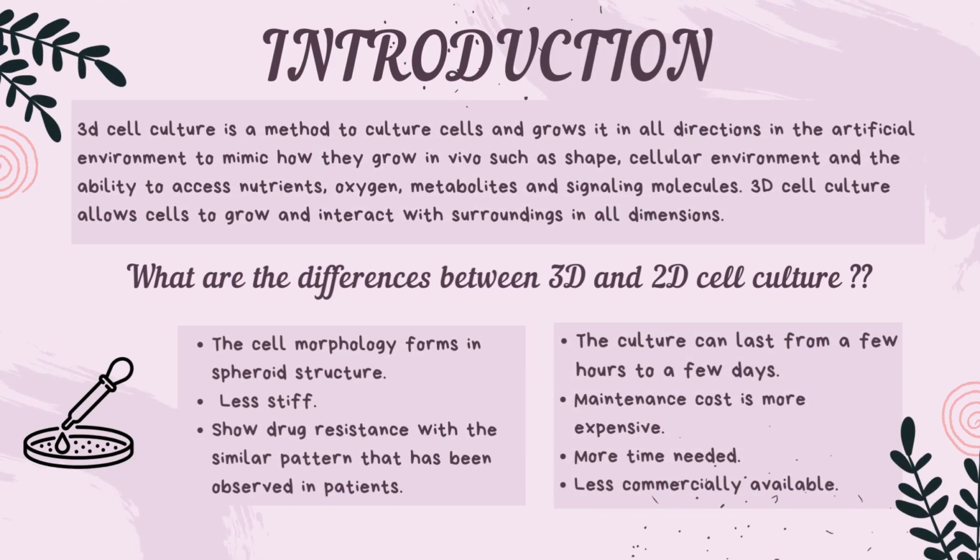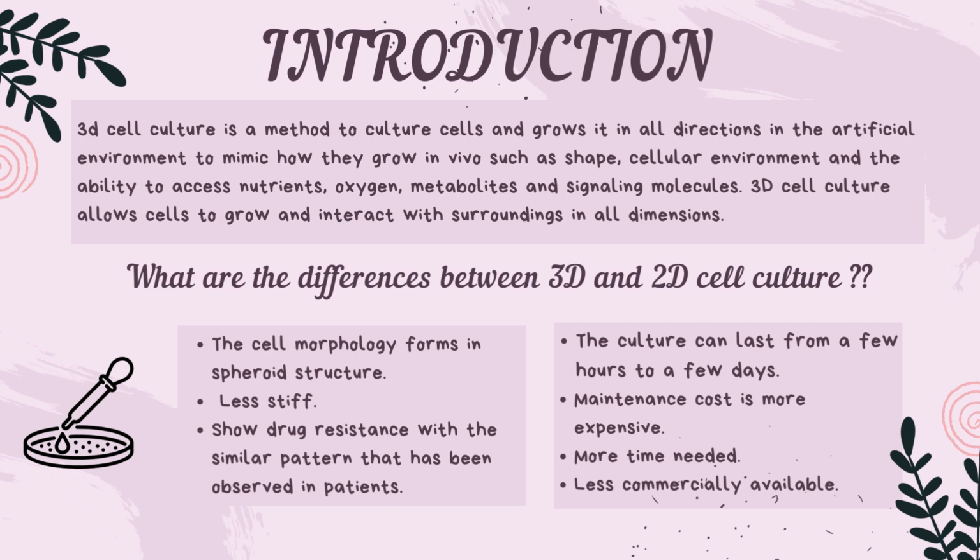Firstly, the introduction. 3D cell culture is a method to culture cells and grow them in all directions in an artificial environment to mimic how they grow in vivo, such as shape, cellular environment, and the ability to access nutrients, oxygen, metabolites, and signaling molecules. 3D cell culture also allows a cell to grow and interact with its surroundings in all dimensions.